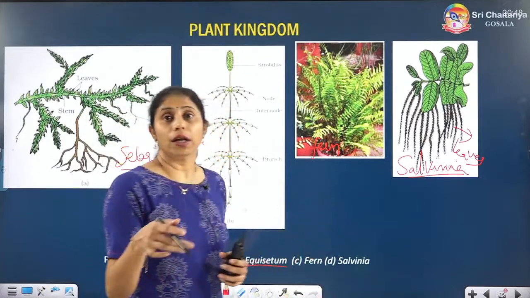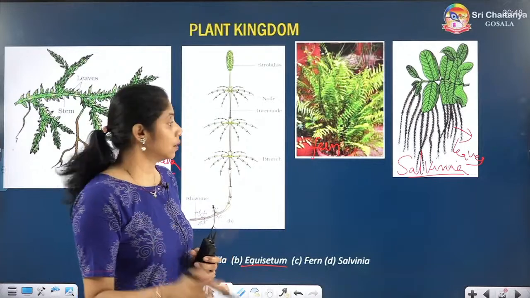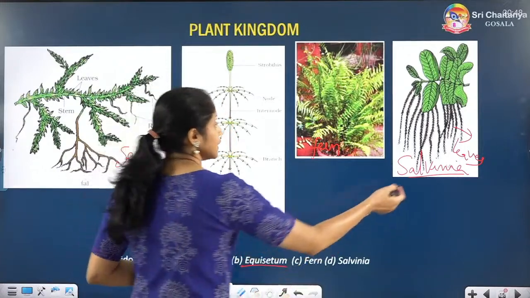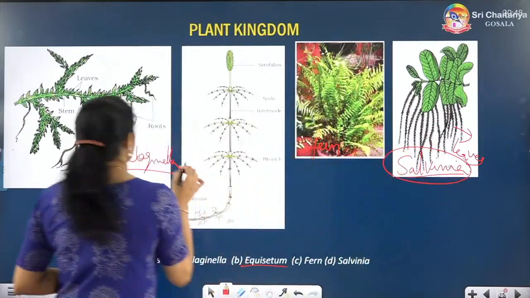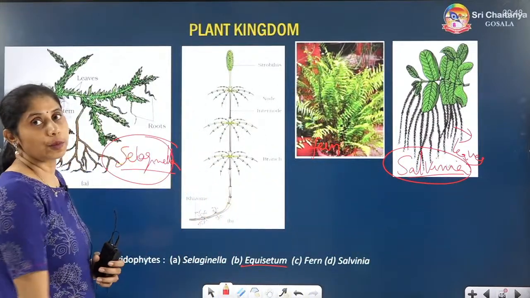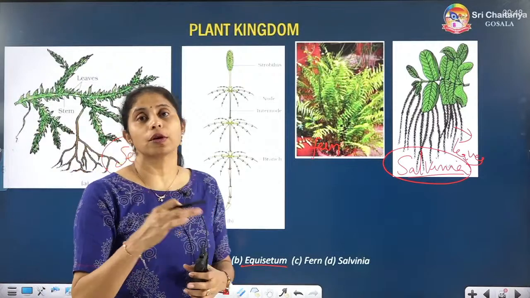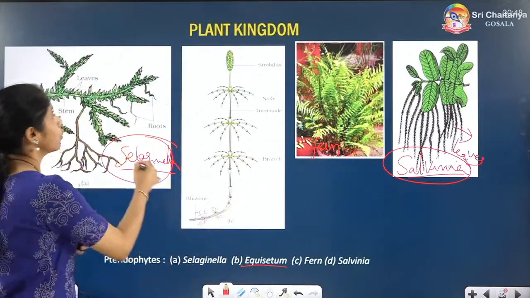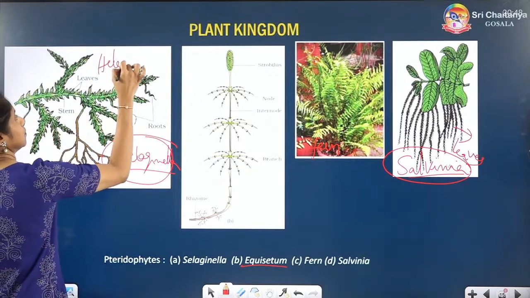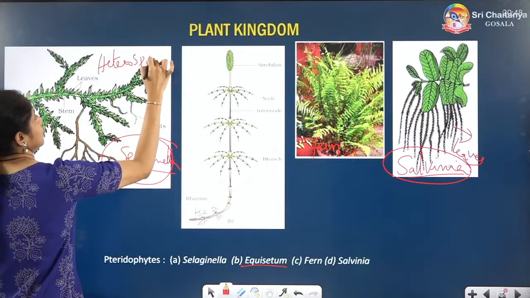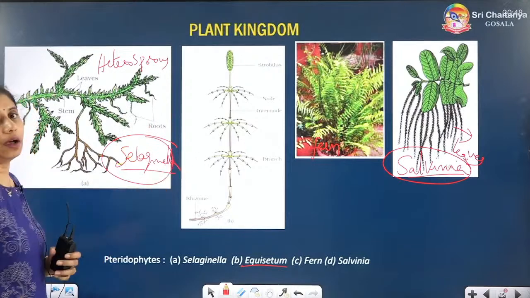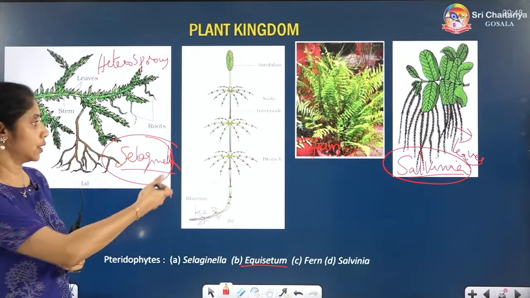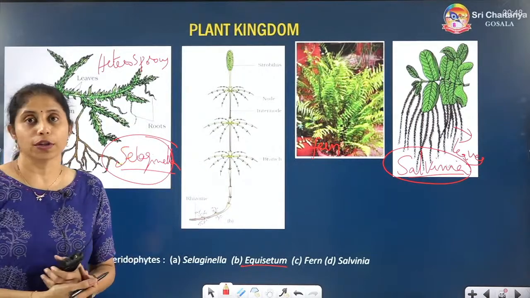This time in the NEET exam, they have given a question asking which are heterosporous pteridophytes. So the examples are Salvinia and Selaginella. These two are heterosporous. Heterosporous means two types of spores are produced, microspore and megaspore. So the heterosporous ones are Selaginella and Salvinia. Remaining all are homosporous. So many examples here I have written, they are the homosporous ones.